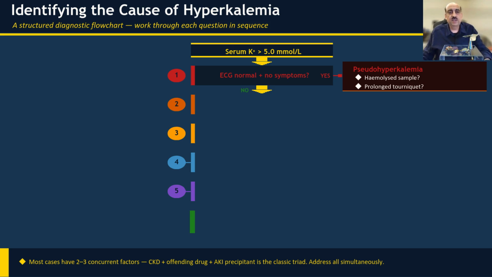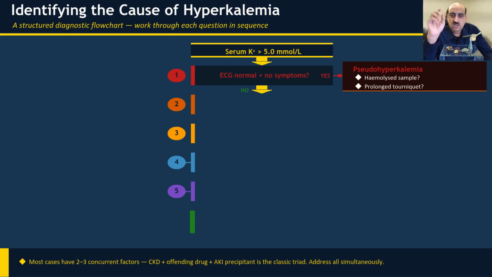Let's look at a very nice workflow of identifying the cause of hyperkalemia quickly. It's one of my most favorite flowcharts actually. Step number 1, once you have confirmed the hyperkalemia with the serum potassium above 5, in some labs it is above 5.5, the first step is ECG. Is it normal or not?